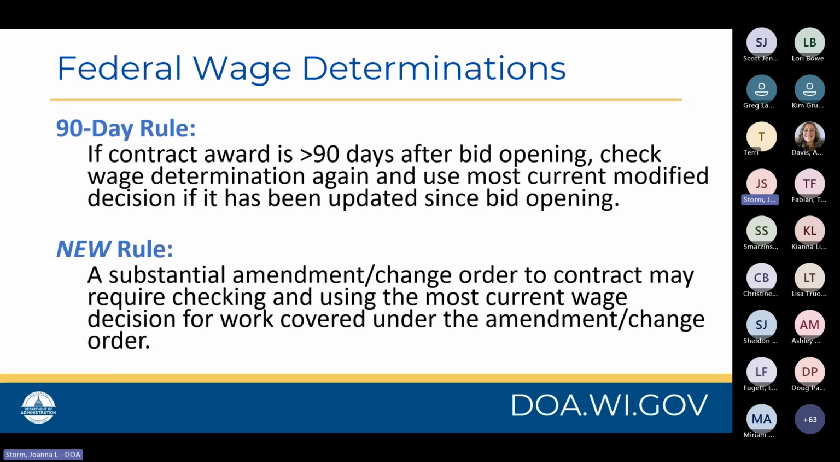We also have an additional new rule that recently went into effect. If there is any substantial amendment or change order to your contracts, this may require checking and using, again, the most current wage decision for the work covered under the amendment or change order, whenever that may occur during the course of your project performance period.